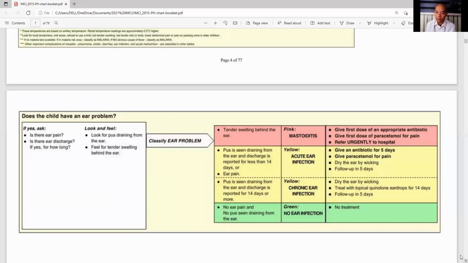Are we done with that? No, kasi meron pa. Other questions. Does the child have an ear problem? Okay. What are the things that I will ask the mother? Is there ear pain? Is there ear discharge? If yes, how long? Okay.